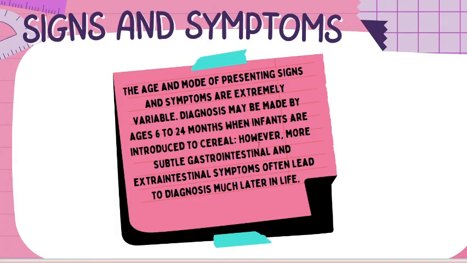Signs and symptoms. The age and mode of presenting signs and symptoms are extremely variable. Diagnosis may be made at ages 6 to 24 months when infants are introduced to cereal. However, more subtle gastrointestinal and extraintestinal symptoms often lead to diagnosis much later in life.